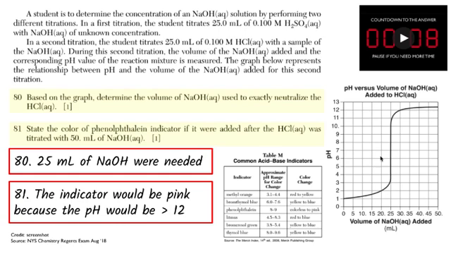Read carefully there, right? Because if they were asking what the indicator would look like at the point that the solution was neutral, it would be clear. But if we've added 50 milliliters of NaOH, then it would be pink because the pH would be 12.